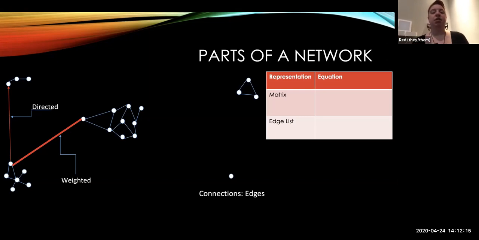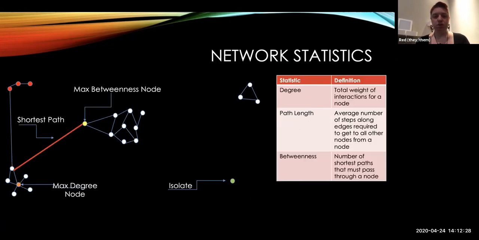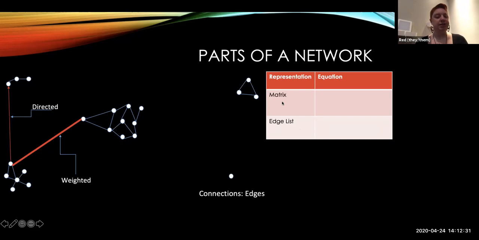Now, there are many different representations of networks. They can be represented either by a matrix or by an edge list. And a matrix generally is like looking at a bunch of columns and rows in Excel. You have all of the different nodes on the horizontal axis. So if all of these dots were people, we'd have names of people on the horizontal axis, and we'd have names of people on the vertical axis, and then every single box that was between two names would hold the number that represented that connection.